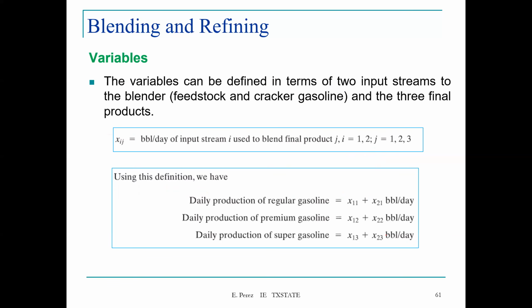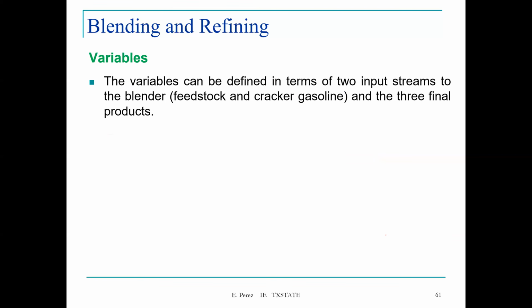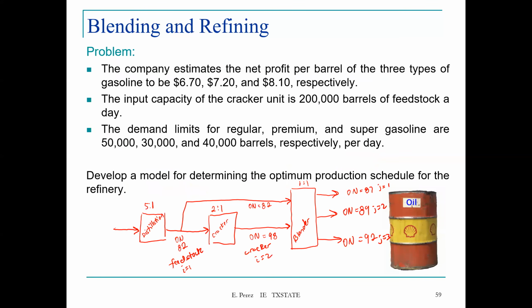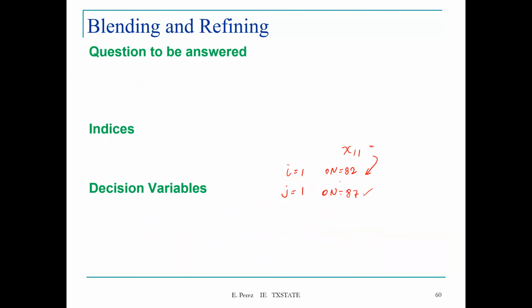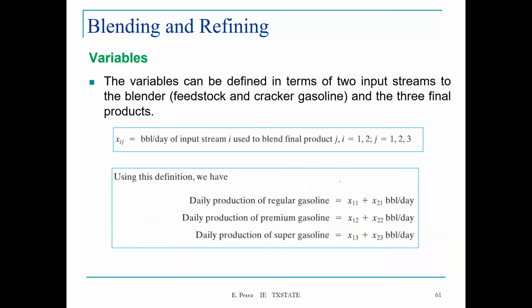So using this definition, we have the daily production of regular gasoline is X11 plus X21. So basically, you are combining the two ways that you can produce regular gasoline. So you can produce it using the feedstock directly, or you can produce it using this cracker. So those two inputs can be used to produce this. So that's what this is representing, this first piece here.